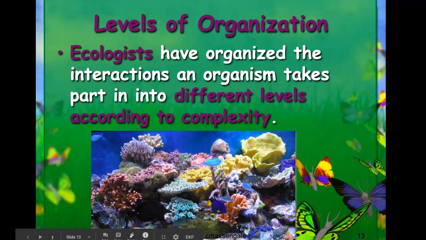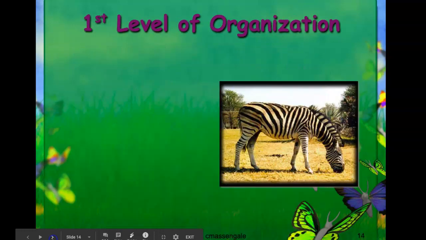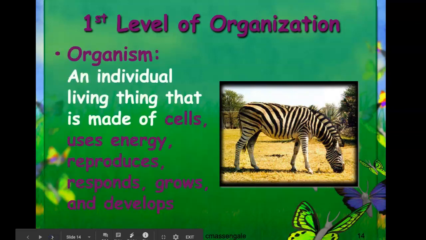So ecologists have organized the interactions an organism takes part in into different levels according to complexity. So complexity just means how difficult it may be, or you can't really define the word with the word complex because that makes no sense. Okay, so the first level of organization is going to be your organism. So an organism is an individual living thing that's made up of cells, uses energy, reproduces, responds, grows, and develops.